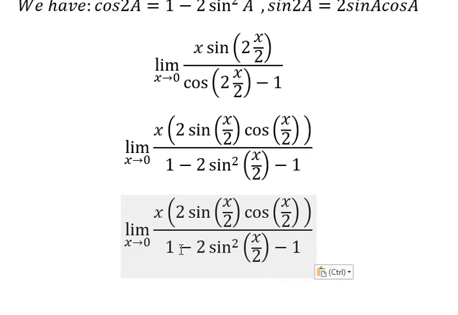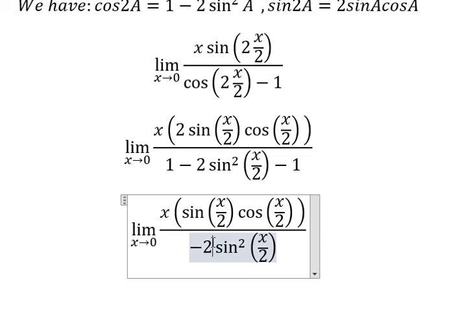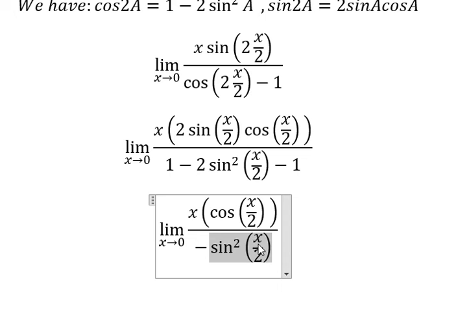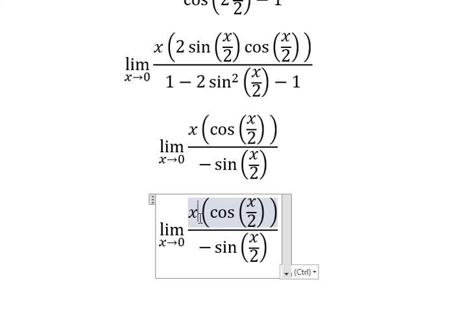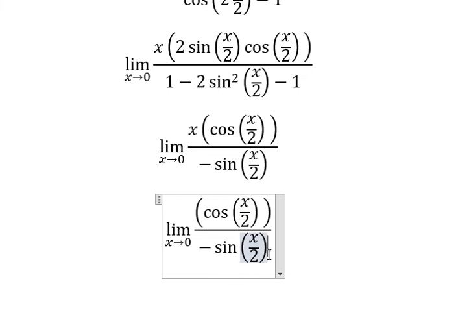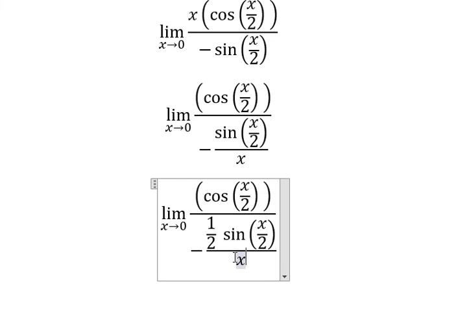So 1 minus 1 we cancel. Number 2 and number 2 we cancel. Sine x over 2 and sine x over 2 we cancel. Now about x I will put in here. Next, I will multiply by 1 over 2 and 1 over 2 in here.